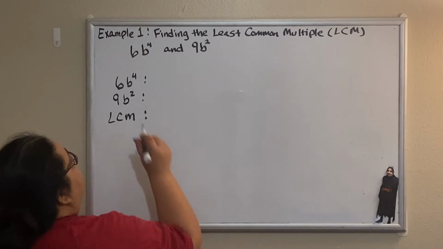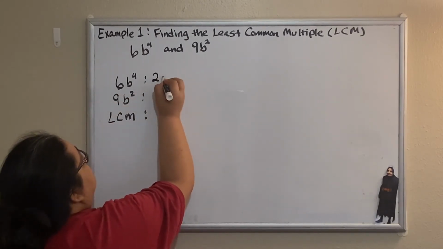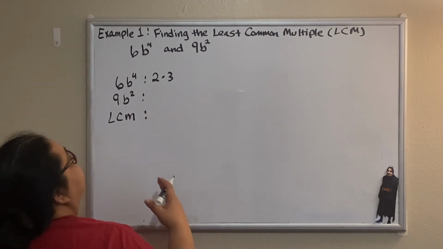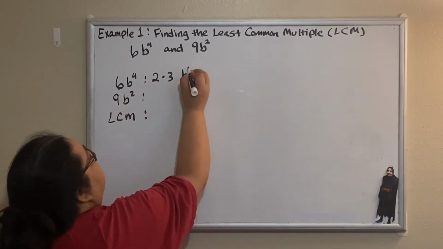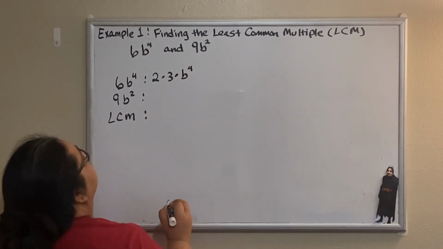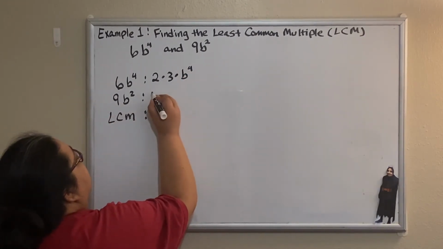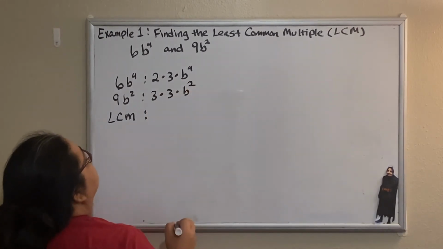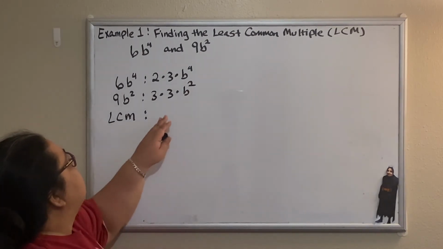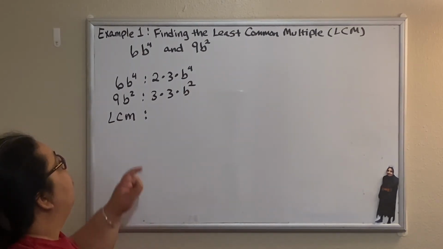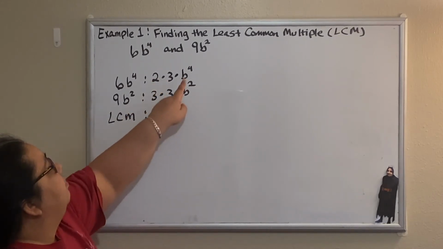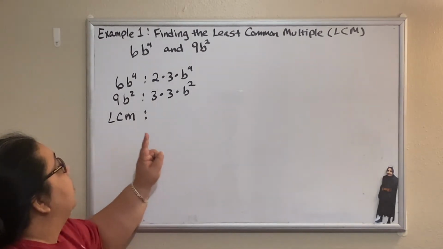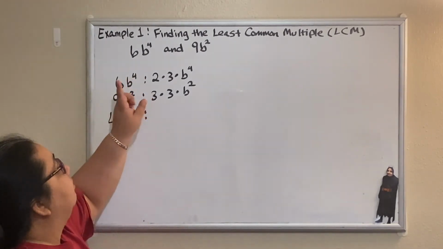Okay? Now, the factors of 6 are 2 times 3, or I should say the prime factors. And then we're just going to keep b to the 4th as it is. Don't forget the times symbol here. And then the prime factors of 9 are 3 times 3, and then we have b to the 2nd. Now, for the lowest common multiple, we write each factor that was shown previously except for the ones that repeat. The ones that repeat are going to be counted once.